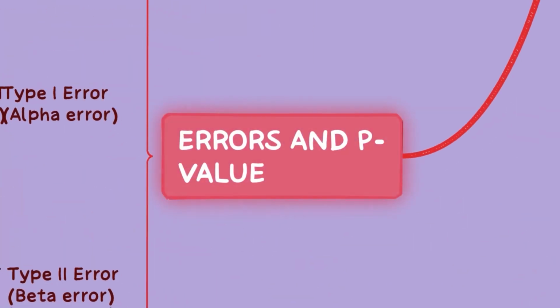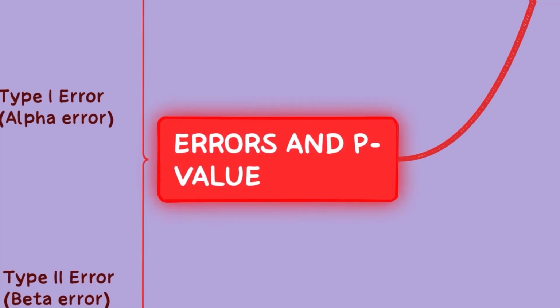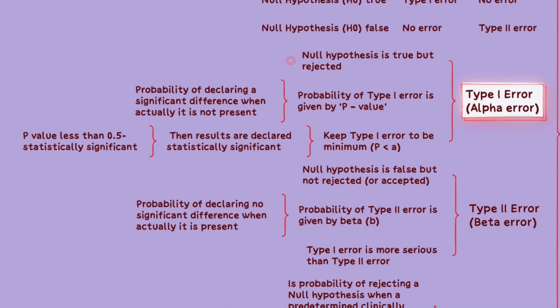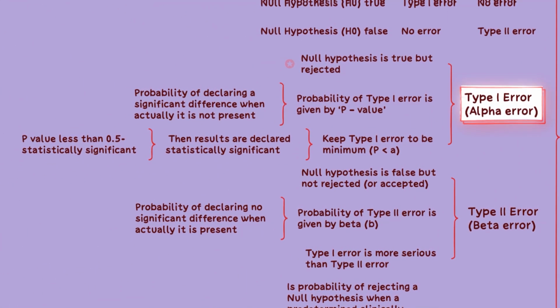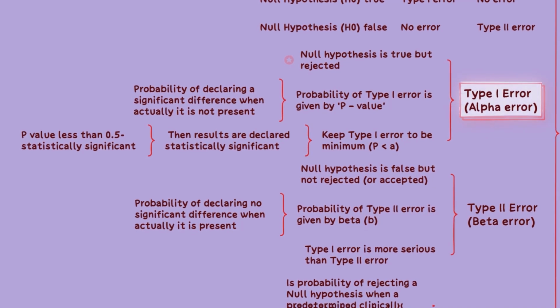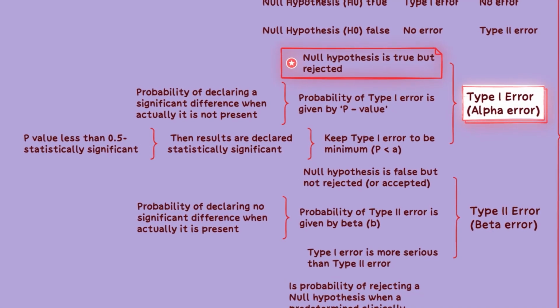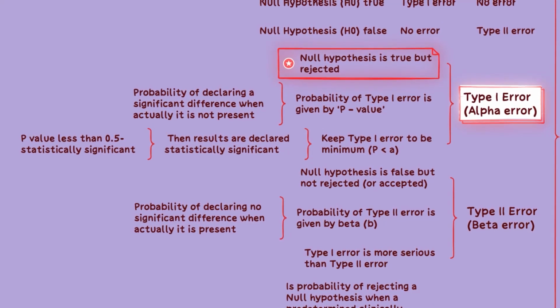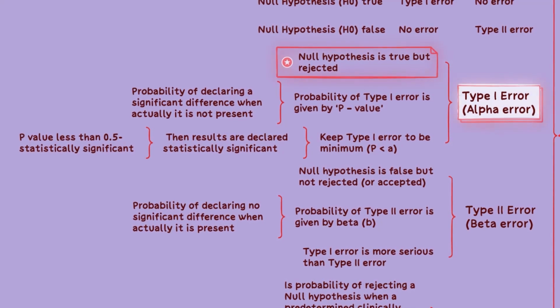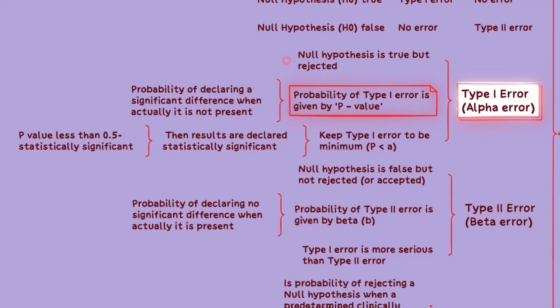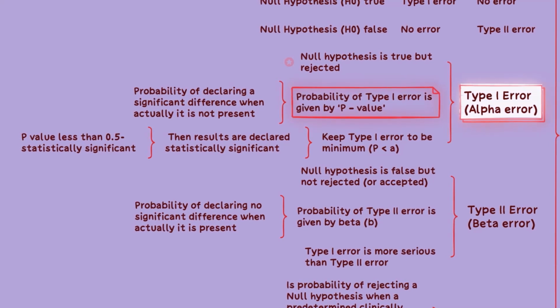As we know, statistical errors can occur in hypothesis testing. There are two main types of errors. Type 1 error or alpha error occurs when the null hypothesis is true, but we mistakenly reject it. The probability of type 1 error is represented by the p-value.